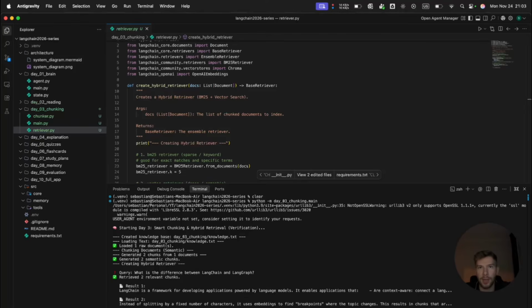With day 3, our agent isn't just reading anymore, it understands structure, it understands ideas, it can find the exact information you need. And this is the foundation for everything we build next. So now our AI can read and it can find the right information. Tomorrow in day 4, we give it a voice. We build the explanation engine, the part that takes these chunks and turns them into clean, simple, human-level answers.